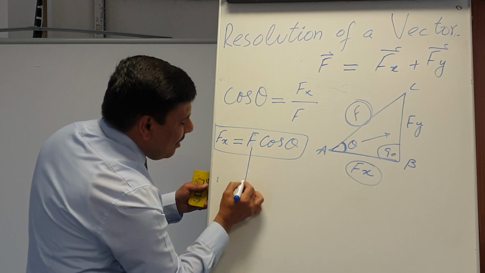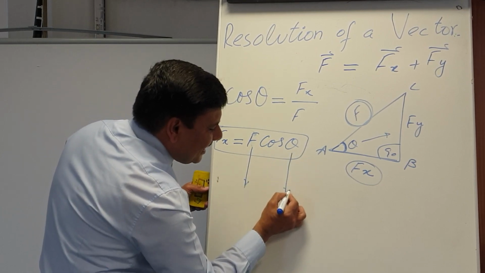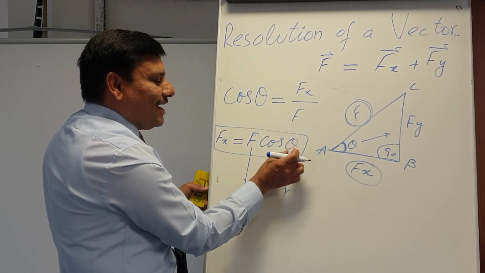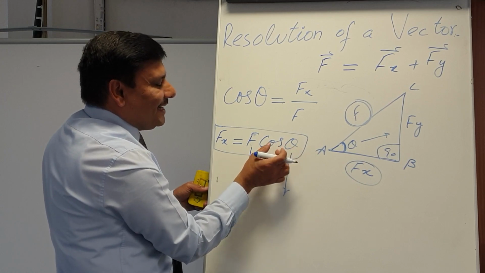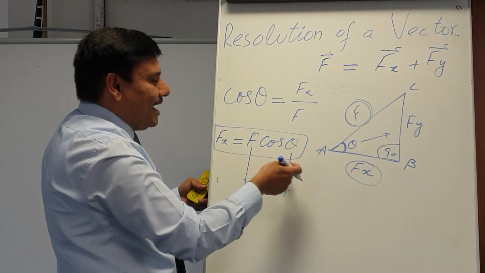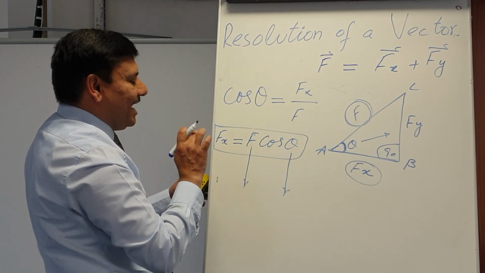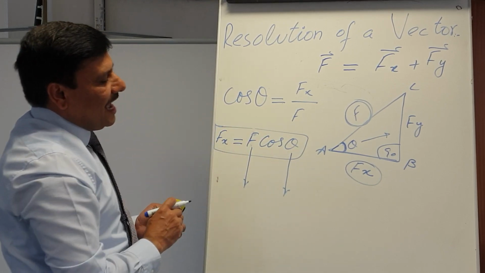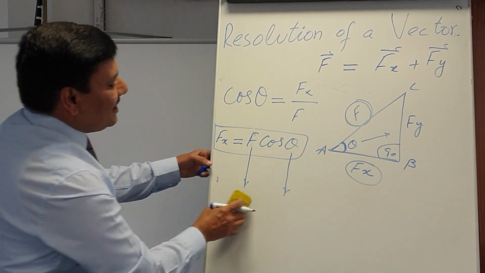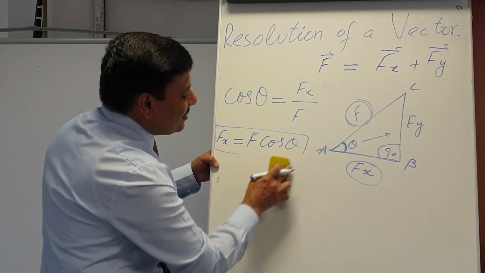And we know the value of f, we know the value of theta. So if you put the value of theta here, simply take the cos of that angle and multiply it with f, you will be able to determine the value of fx. So in this way, you have obtained the magnitude of fx.